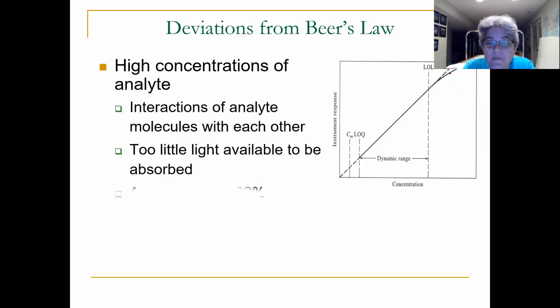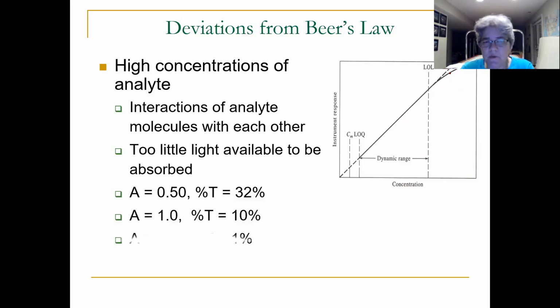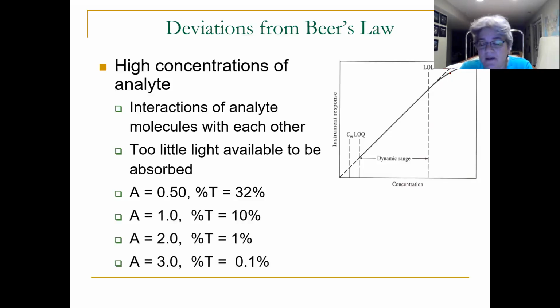The other reason is at high concentration, the molecules are absorbing most of the light, and then there's very little light left. Remember, we looked at these values. We said, when the absorbance is 1, only 10% of my light is left. An absorbance of 2, only 1%. An absorbance of 3, only 0.1%. We said, when you get out to these low levels of light, you can't make good measurements. So we have problems with Beer's law.